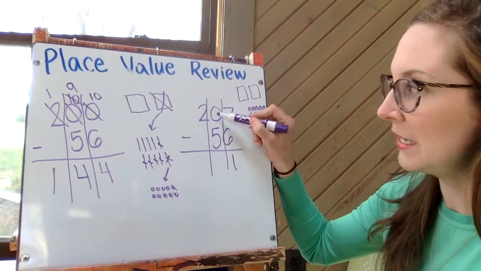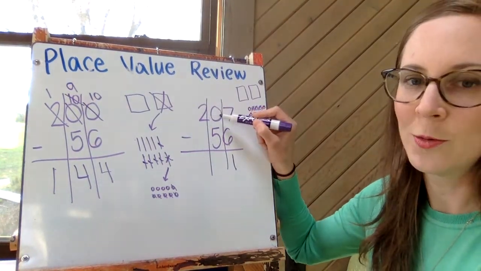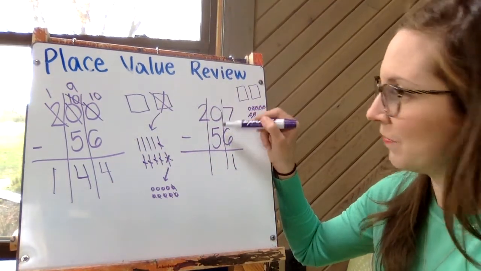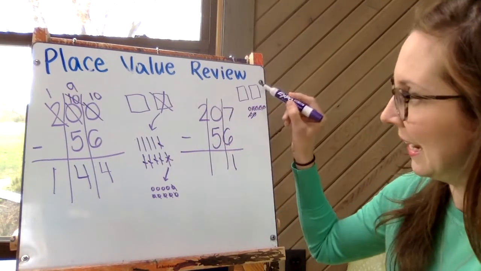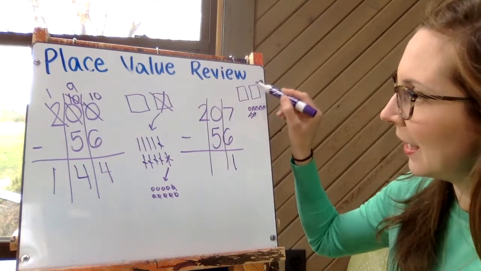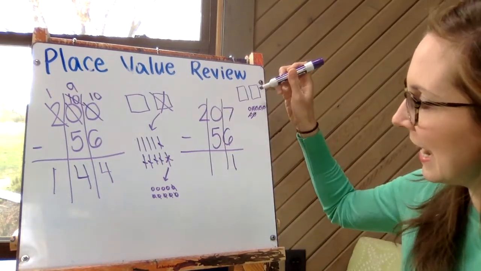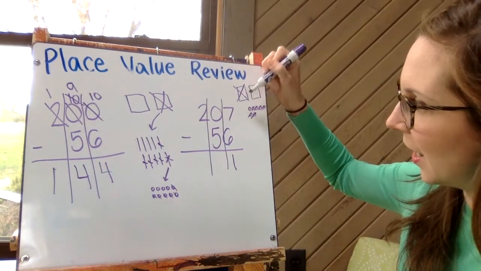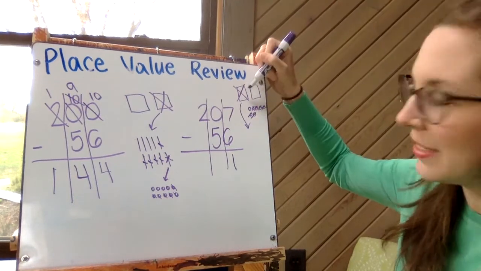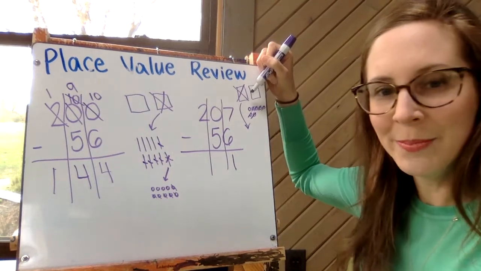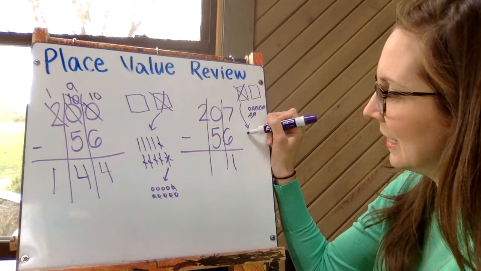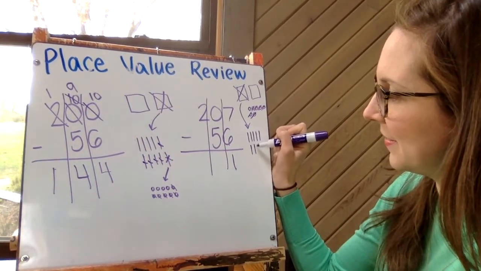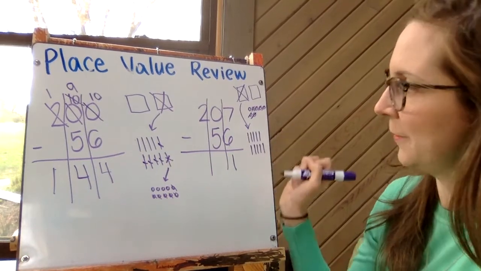But I do need to ungroup 100 to get more tens. Because if I have 0 tens, I cannot subtract 5 tens. I have plenty of tens, but they're here in my 100 block. So I'm going to take one of the 100 blocks. I'm going to take this one here and ungroup. And this 100 is the same as 10 tens. 10, 20, 30, 40, 50, 60, 70, 80, 90, 100.